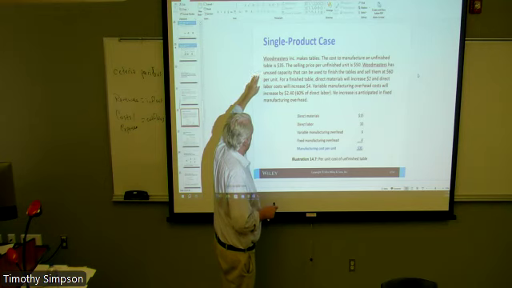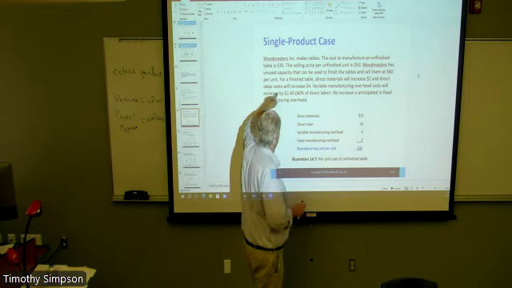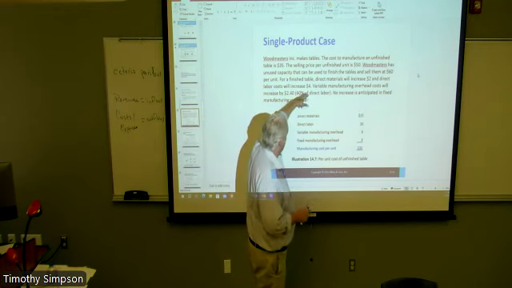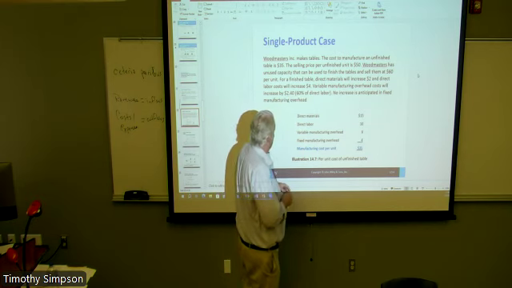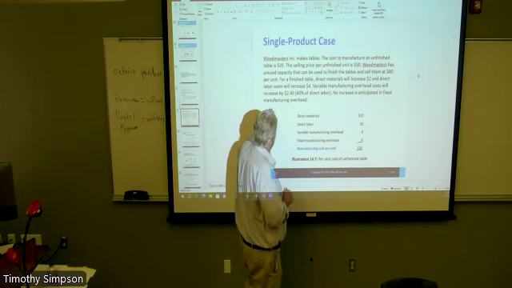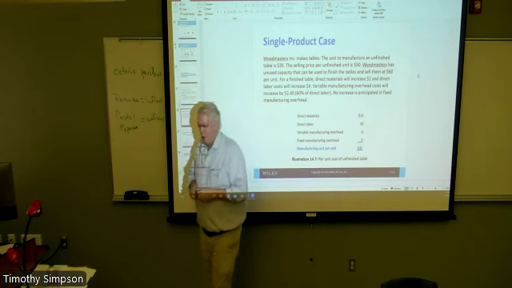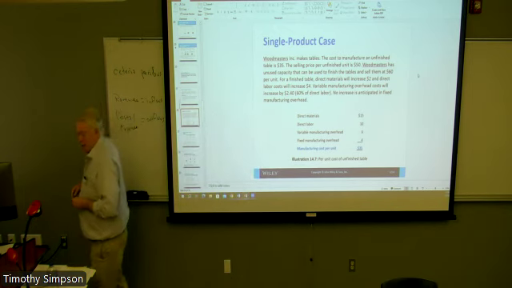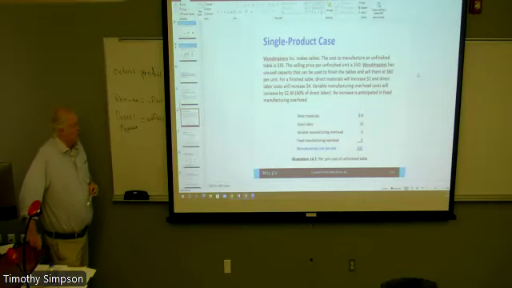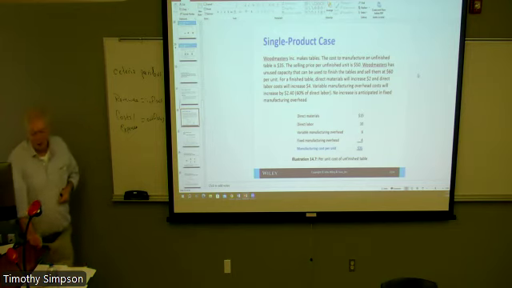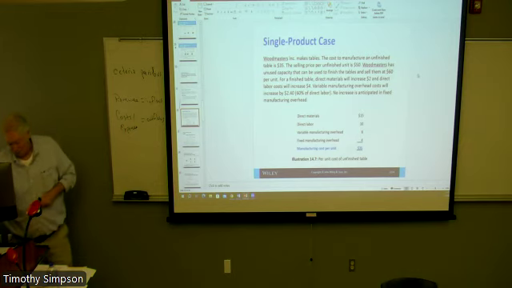For a finished table, direct materials will increase $2, direct labor by $4. Variable manufacturing overhead will go up by $2.40, which is 60% of direct labor, and no increase is anticipated in fixed manufacturing overhead. And again, what is fixed manufacturing overhead? It could be the salaries of the plant supervisor or other supervisors, quality control inspectors, depreciation, property taxes, insurance, all those kinds of things. So in this regard, what have we got going on here?